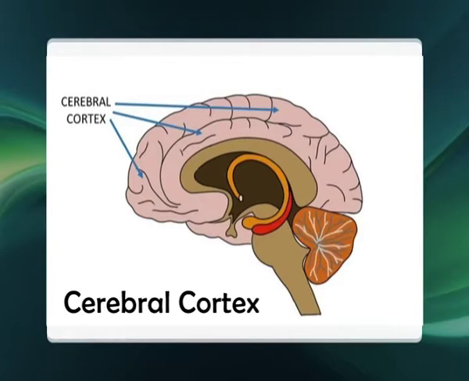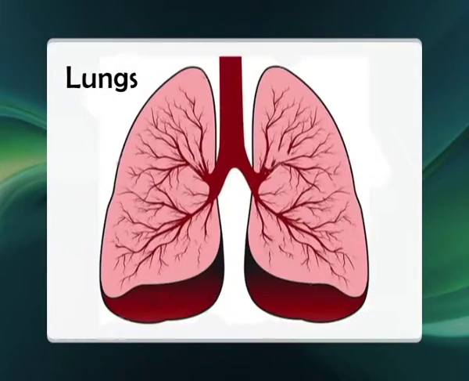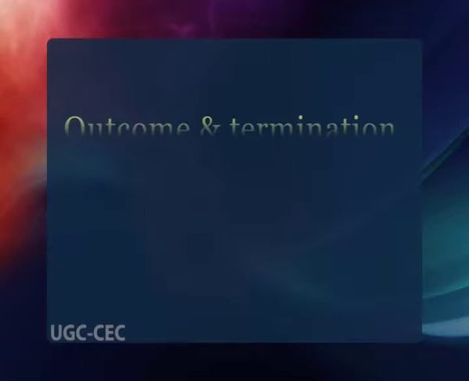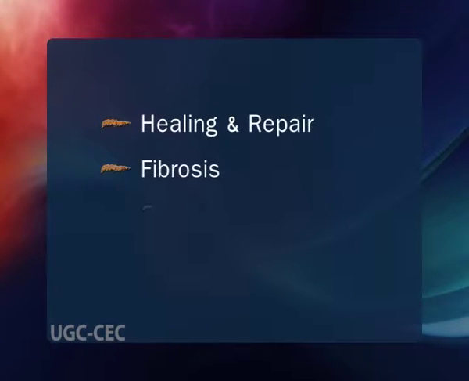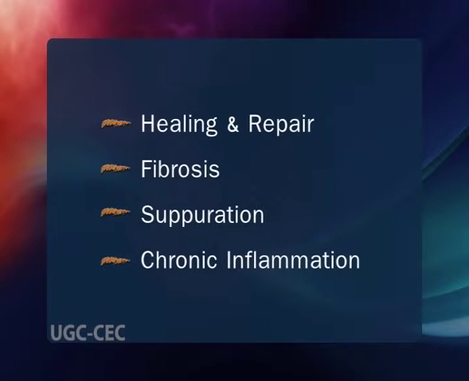Pyemic abscesses are multiple small abscesses in various organs such as in cerebral cortex, myocardium, lungs, and renal cortex, resulting from very small emboli fragmented from septic thrombus. Next is outcome and termination of acute inflammation. Once acute inflammation has begun, a number of outcomes may follow. These include healing and repair, fibrosis, suppression, and chronic inflammation.